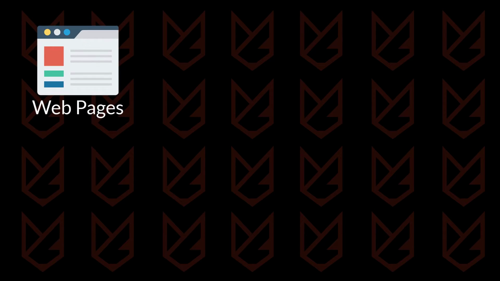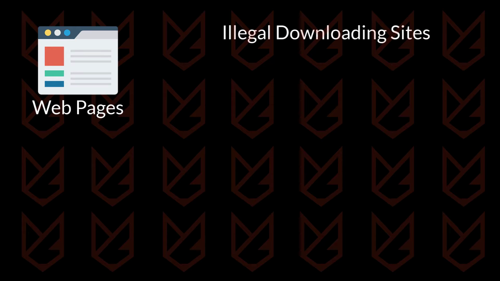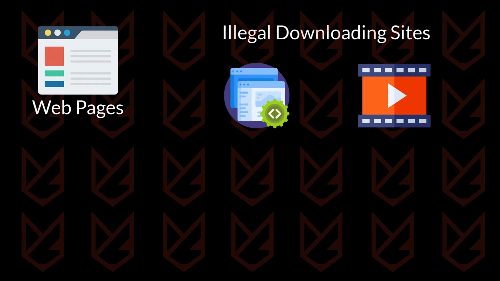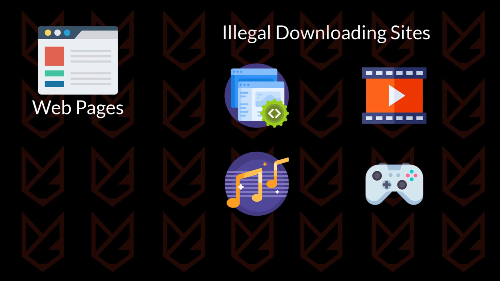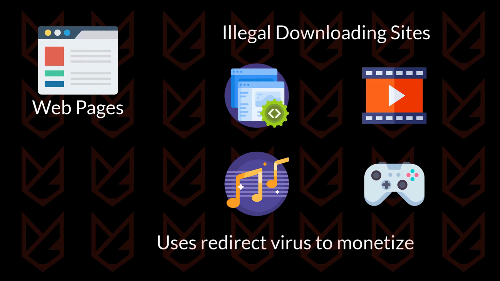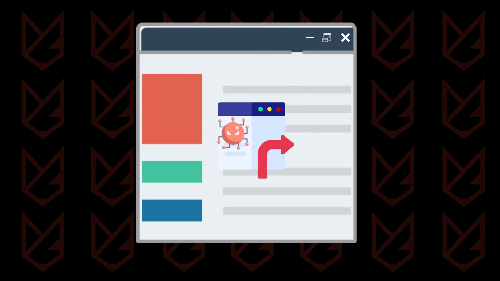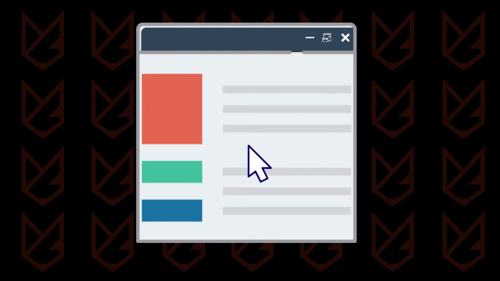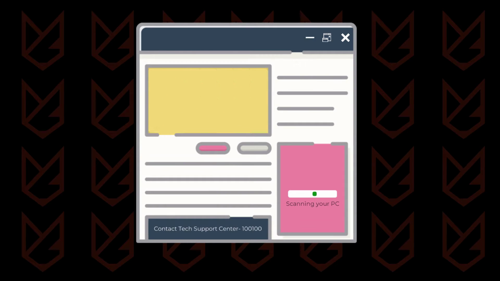However, the most common redirect virus is seen on web pages. Many illegal websites, such as pirated software, movies, songs, and game downloading sites, use the redirect virus to monetize their site. They willingly infect their site with this virus and earn money when a user gets redirected to other sites. The infected site may redirect the user when they click on the page or after a certain time interval.